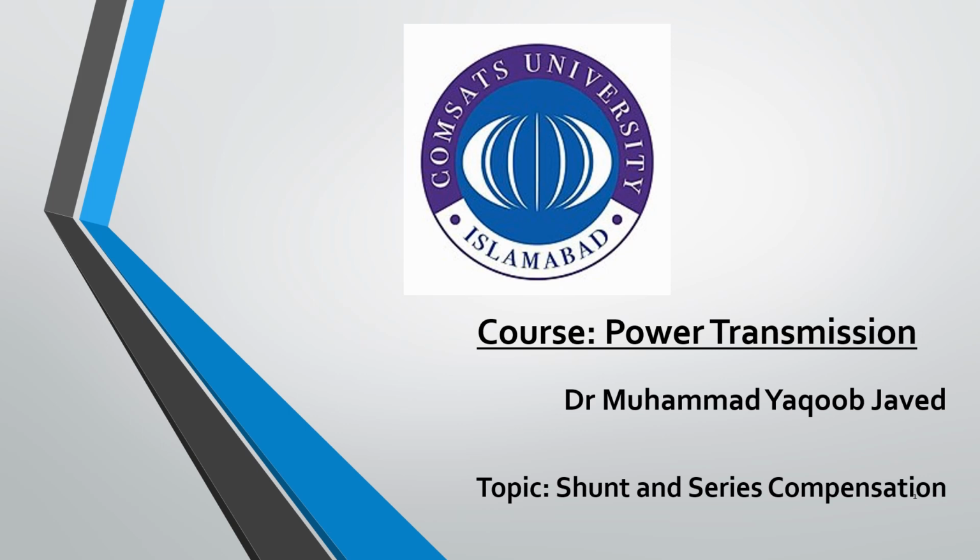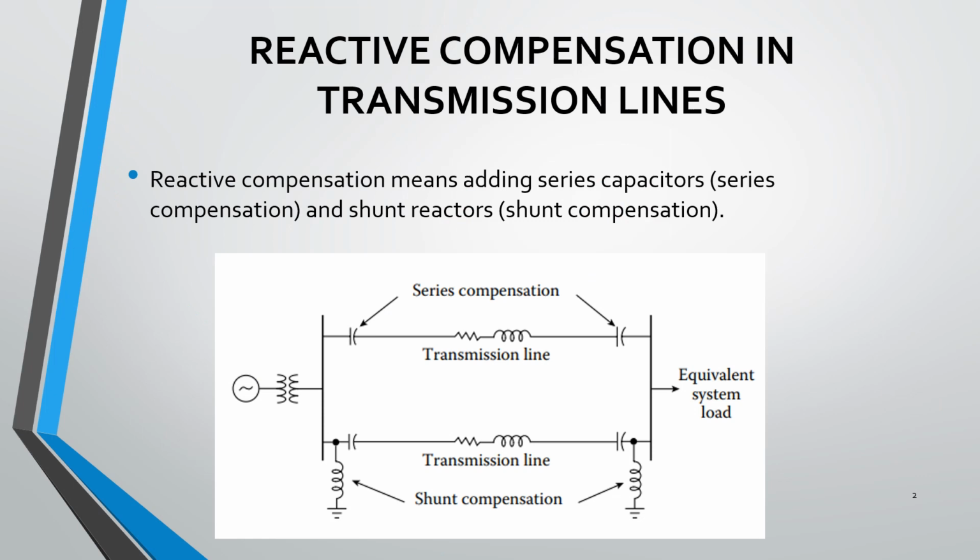Today the topic we will discuss is about shunt and series compensation in transmission line. So we will discuss about the placement of capacitors and inductors to compensate the voltage drop or power stability in the transmission line by placing the capacitor or inductor, or whatever the devices will be, in shunt and series arrangement. So we will discuss this in the next few slides. So move to the next slide, please.